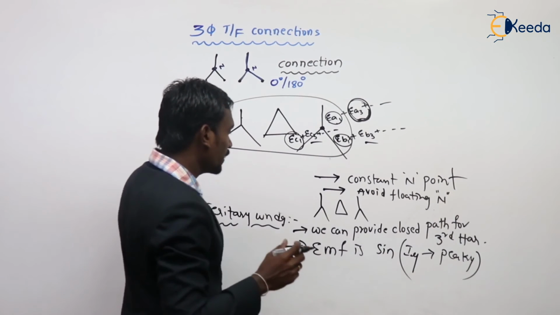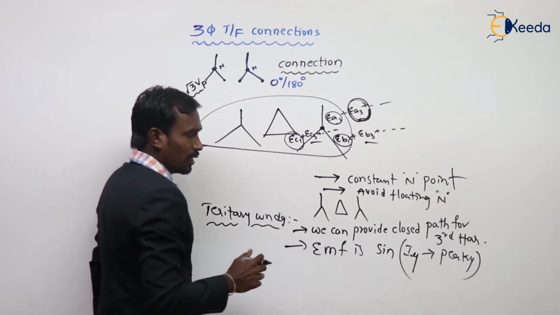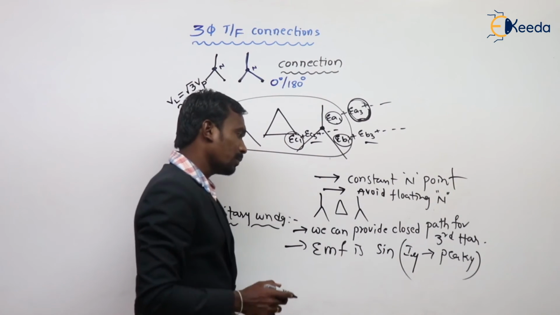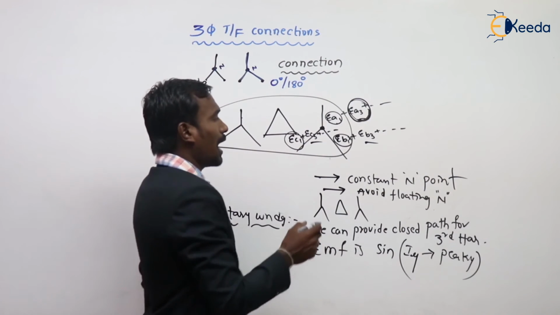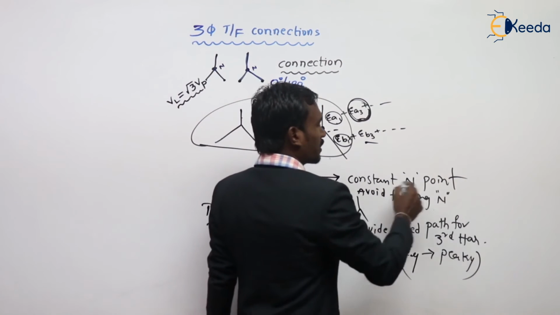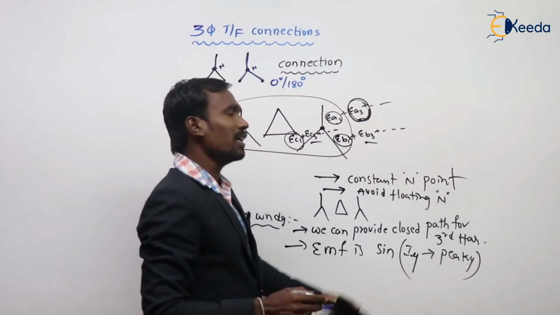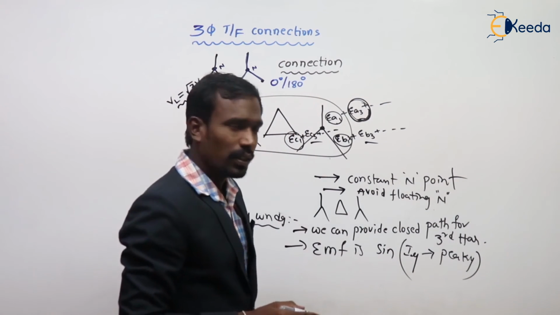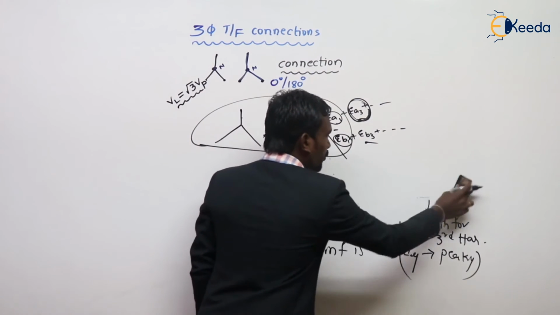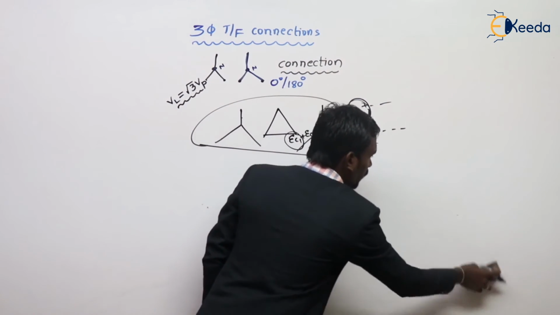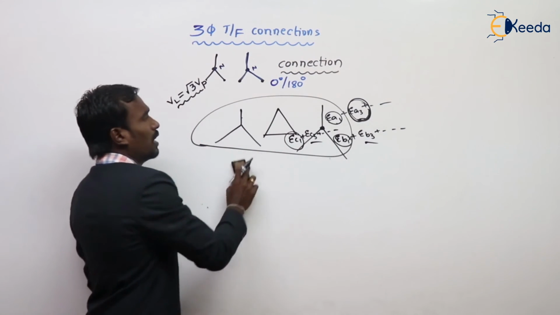Right? What are the advantages of tertiary winding? It provides a closed path for third harmonics. EMF is sinusoidal because Im is a peaky value, it gives a constant or stable neutral point, and it avoids the floating neutral. So these are the advantages of the tertiary winding.